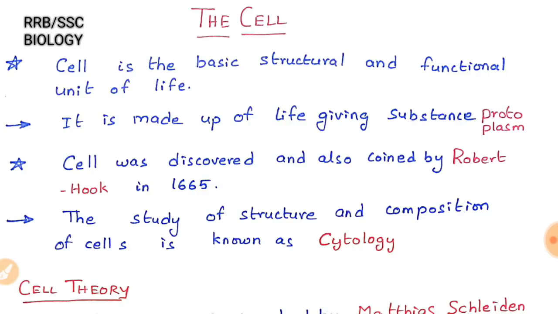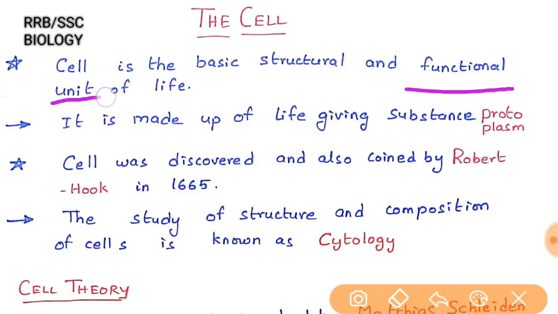What is a cell? The cell is the basic structural and functional unit of life. A cell is made up of a life-giving substance called protoplasm. Friends, let's see what protoplasm is. Protoplasm is liquid, and it is made up of carbon, nitrogen, oxygen and hydrogen. And 80% of protoplasm is water.